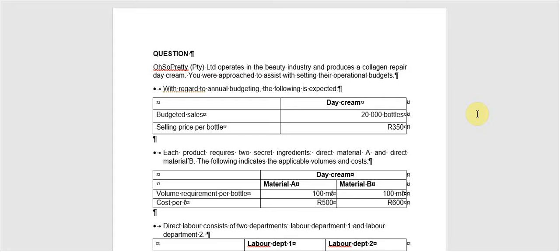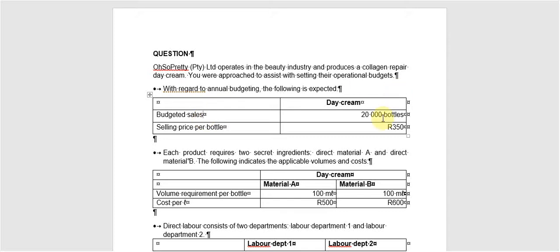I want us to run through this question. It is called Ohsopretty Pty Limited and it reads as follows. Ohsopretty operates in the beauty industry and it produces a collagen repair day cream. You were approached to assist with setting their operational budgets. With regard to the annual budgeting, the following is expected.